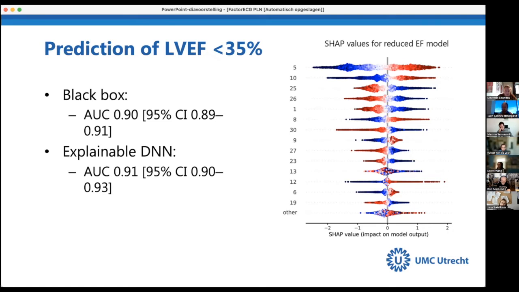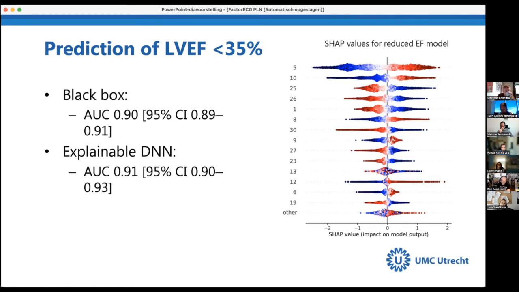And this is a very problematic one, of course, because what happens here is that we trained this network on a hospital population where there are a lot of patients with acute ischemia and also reduced ejection fraction due to the acute ischemia.